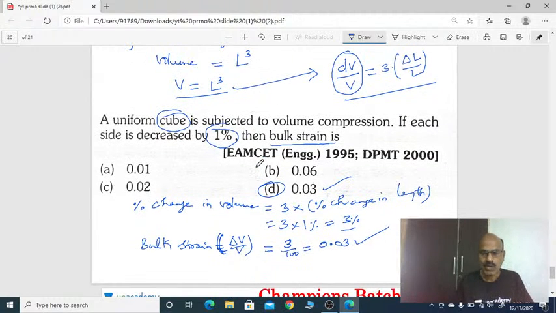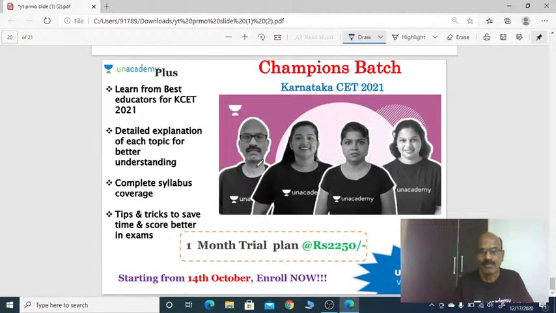I hope you learned some of the important concepts in elasticity, mechanical properties of solids. So this is a simple model.